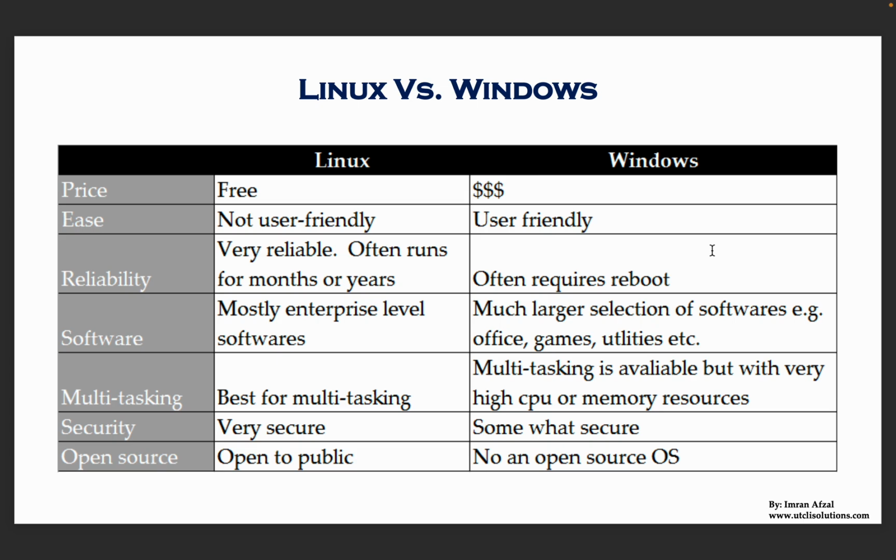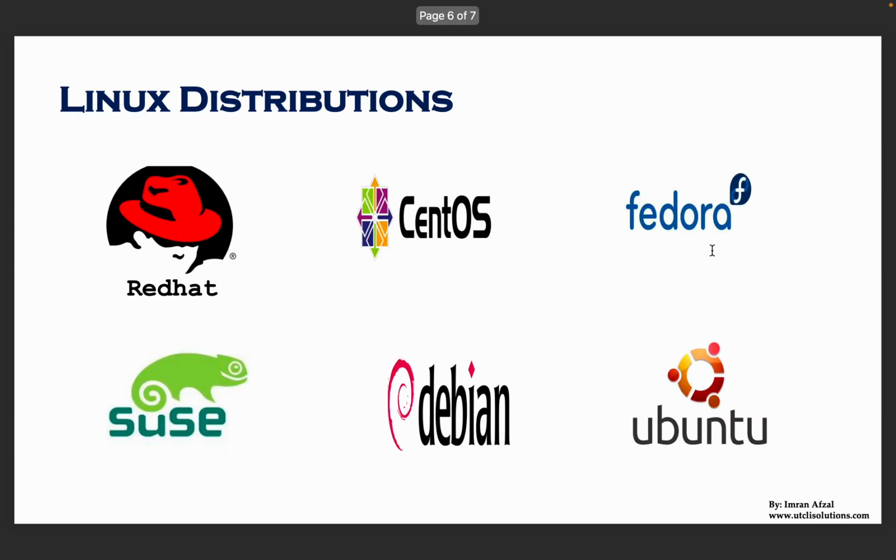Multitasking: Linux is best for multitasking. In Windows, multitasking is available but with very high CPU or memory resources. Security: Linux is very secure, but Windows is somewhat secure. Open source: Linux is open to the public. Windows is not an open source OS.